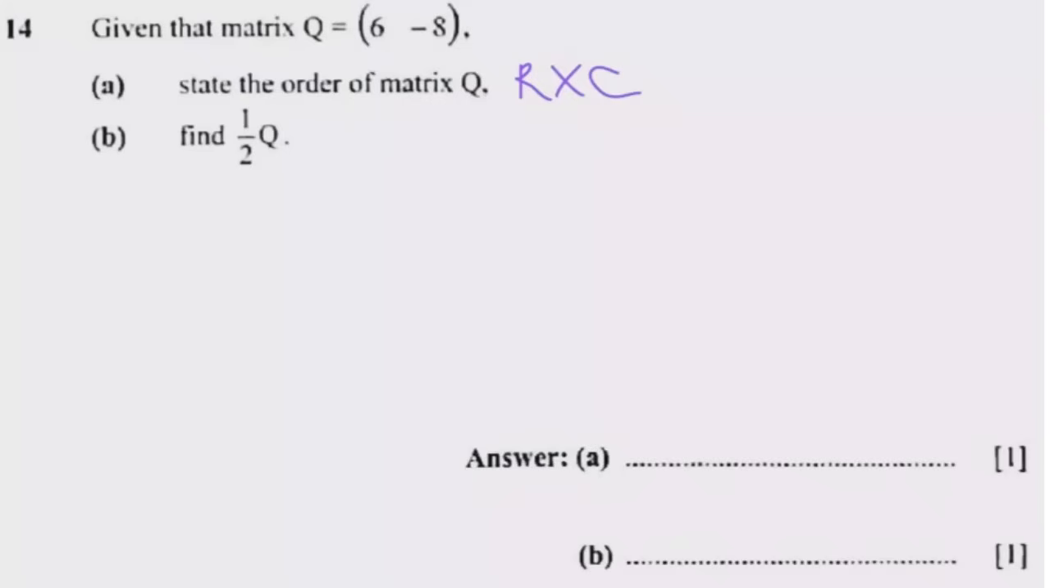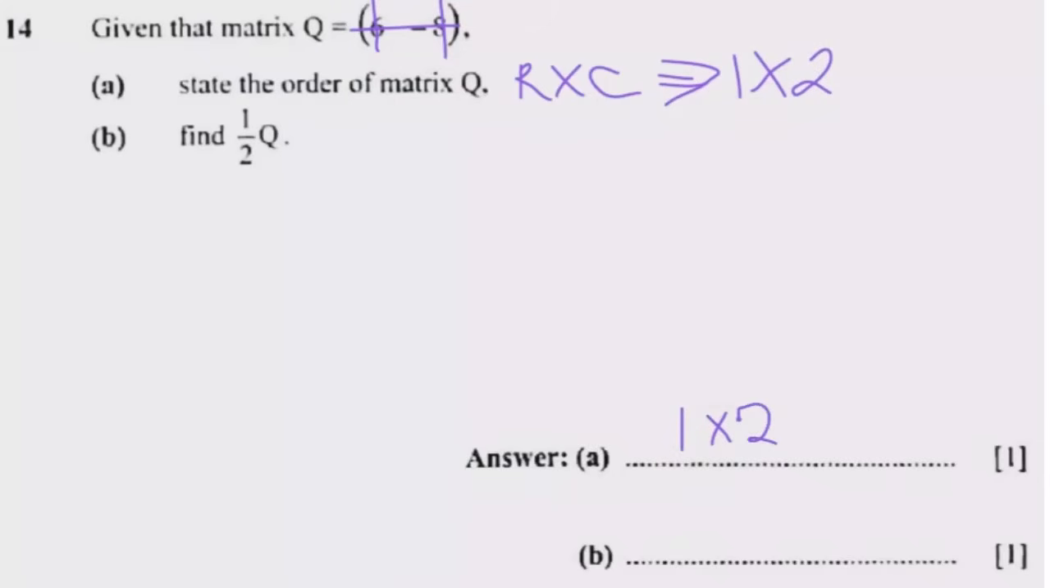So how many rows does this matrix have? We can see that this matrix has just one row, so where there is row, we're going to put 1. By how many columns? We can see that the columns are 2. So we say 1 by 2. Okay, that is the order of the matrix. So on A, we're going to write 1 by 2, like that.